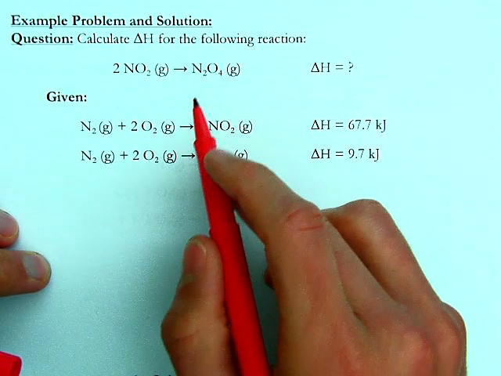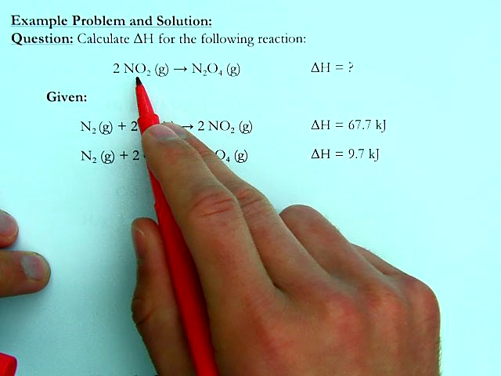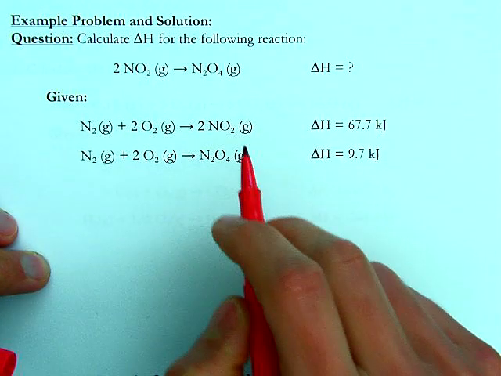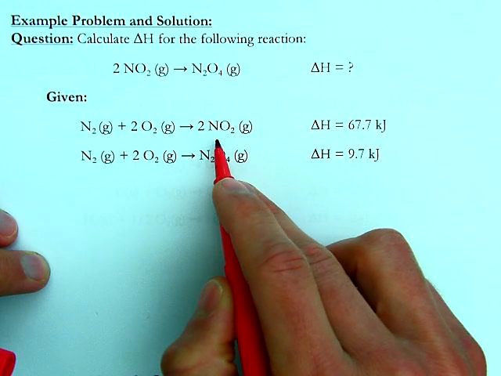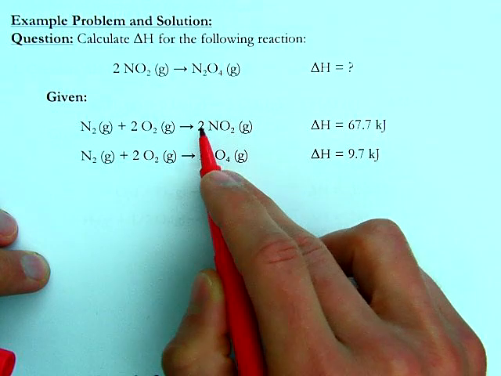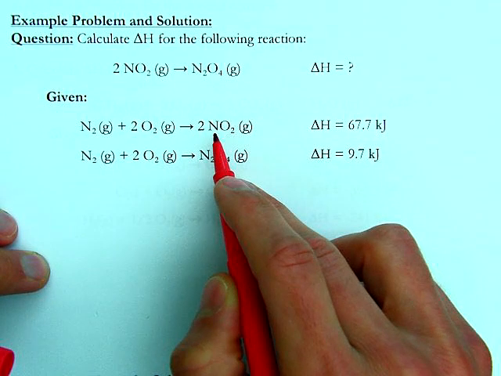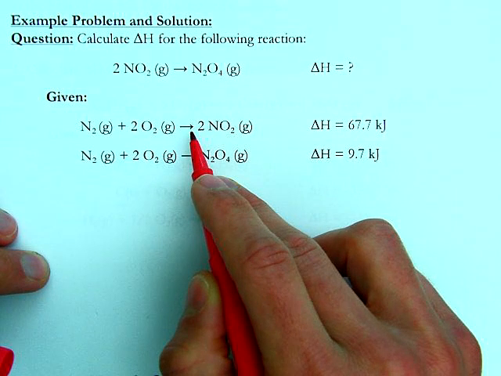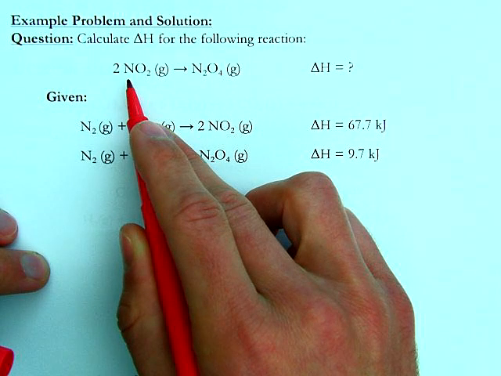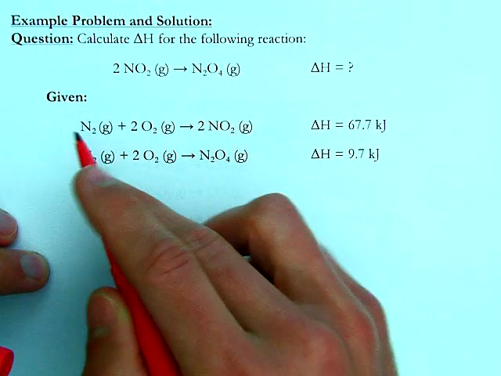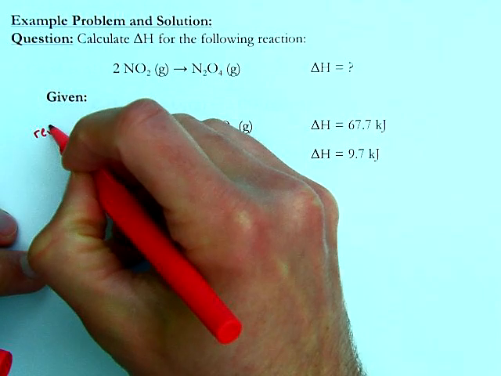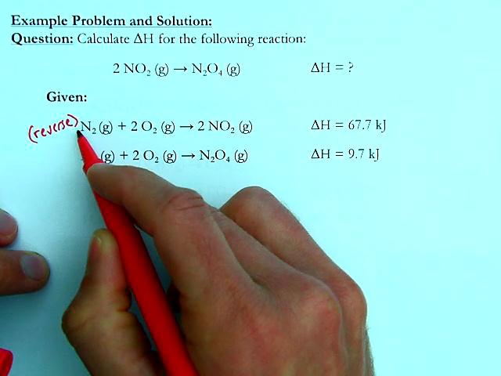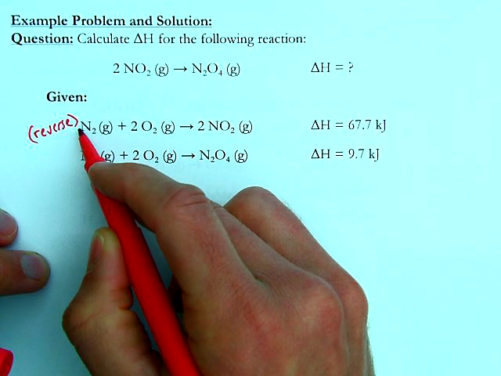If we look at this, we have NO2 on the left. And in these equations, we only have NO2 in one place, right here. In this equation, NO2 is on the right side of the arrow, and we know that it needs to end up on the left side. So we are going to reverse this equation. You could call it flipping it, or reversing it.